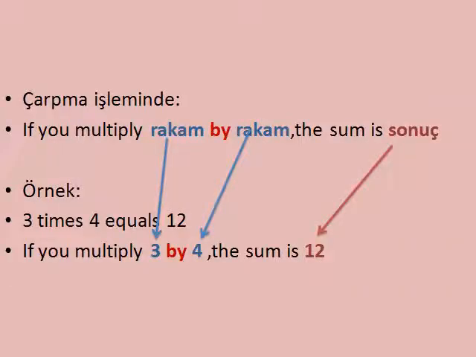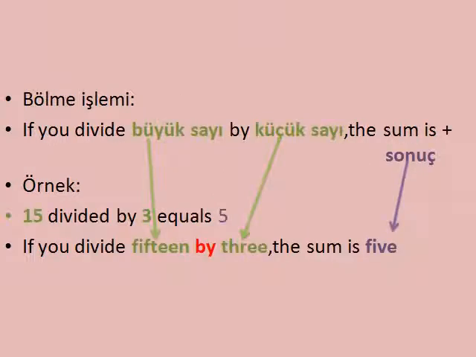Three times 4 equals 12. If you multiply 3 by 4, the sum is 12. 15 divided by 3 equals 5. If you divide 15 by 3, the sum is 5.